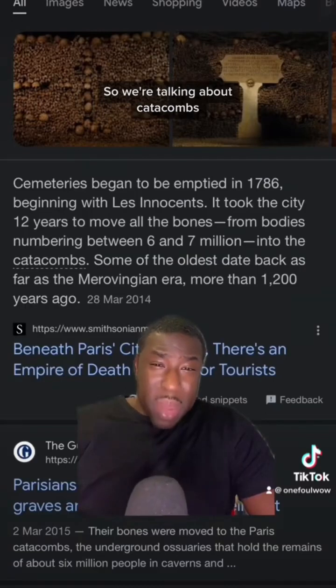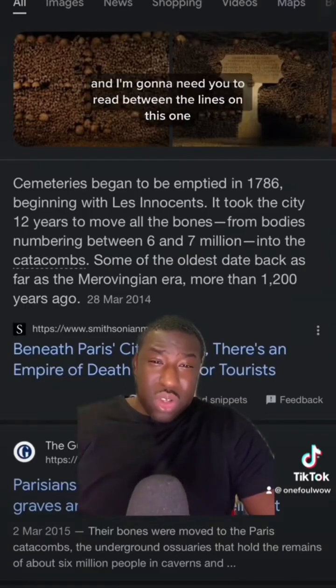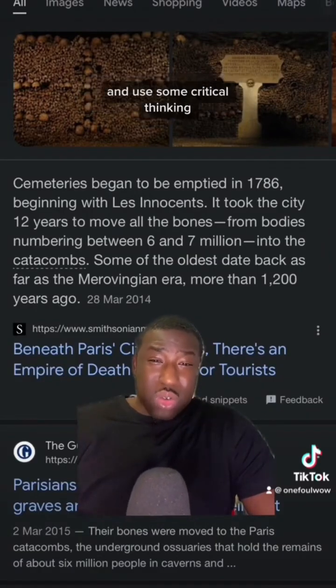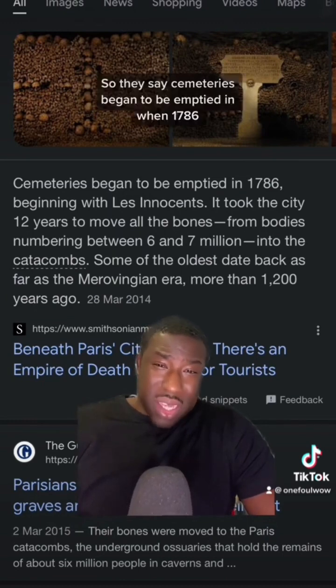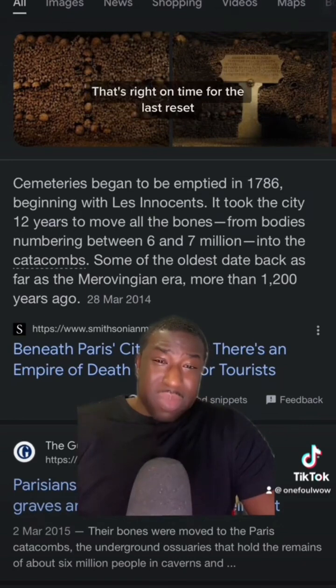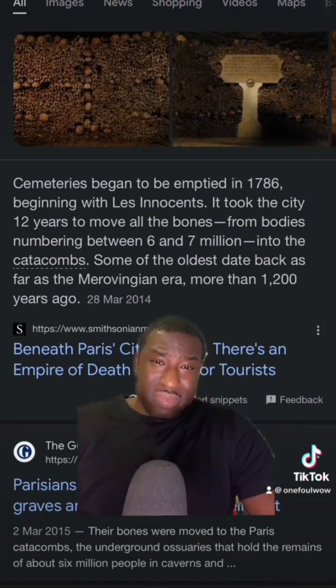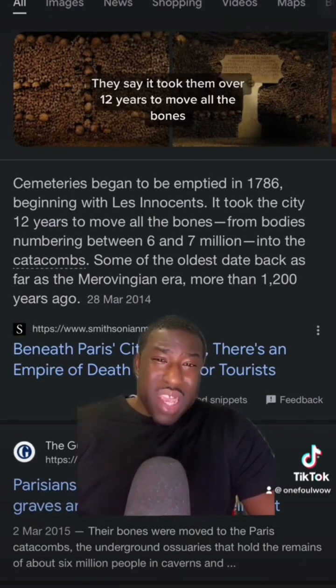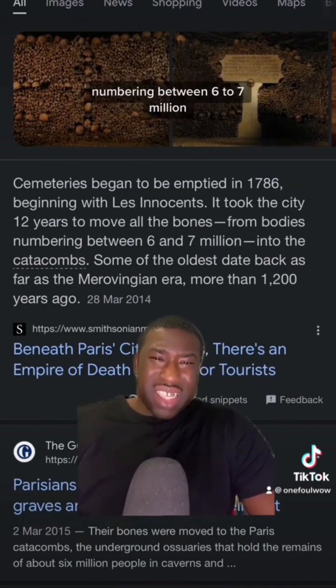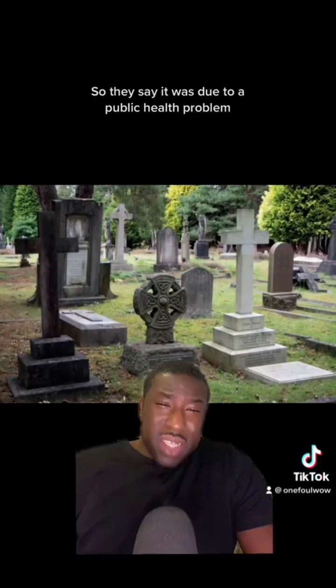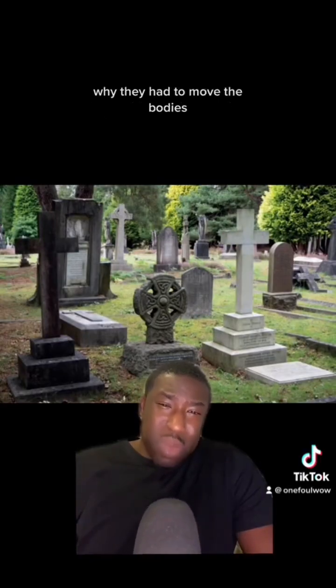So we're talking about catacombs, and I'm gonna need you to read between the lines on this one and use some critical thinking. So they say cemeteries began to be emptied in when? 1786. That's right on time for the last reset. They say it took them over 12 years to move all the bones, numbering between 6 to 7 million. So they say it was due to a public health problem why they had to move the bodies.